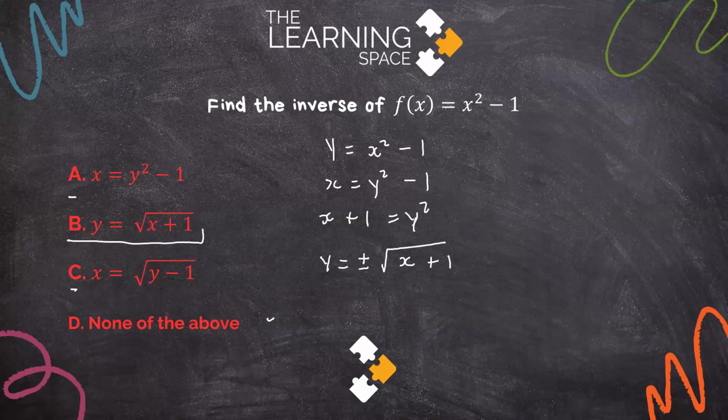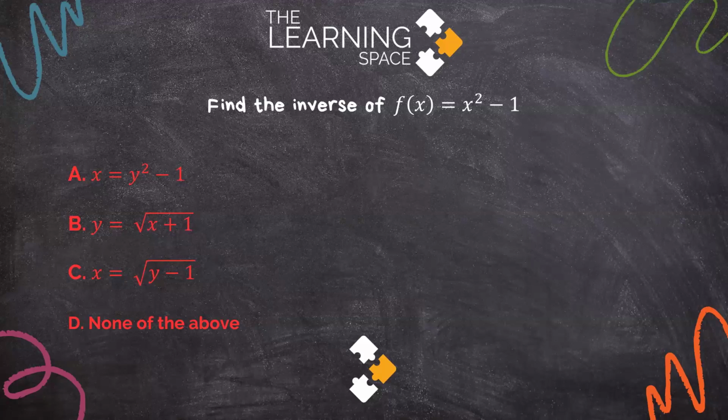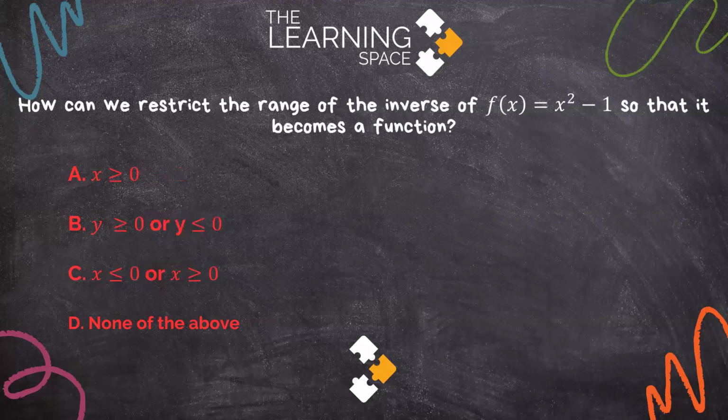Okay. Then there's another one. Okay, now here's another question. How can we restrict the range of the inverse of f of x is equal to x squared minus 1 so that it becomes a function?